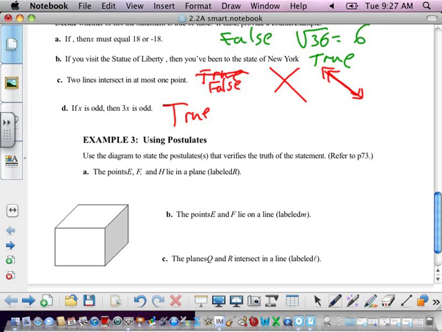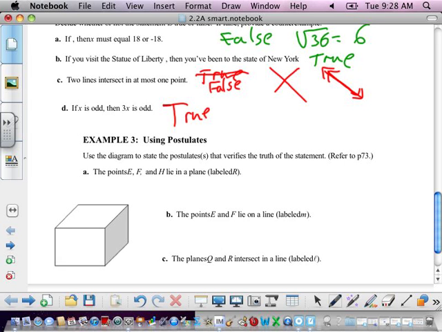Use the diagram to state the postulate that verifies the truth of the statement. We can refer to page 73. So let's look in our book. Page 73. Sorry, no postulates on that page. This must be an old one. Points E, F, H lie in a plane. So let's turn to page 926 in our book, or your sticky note, if you put it in there like you're supposed to.